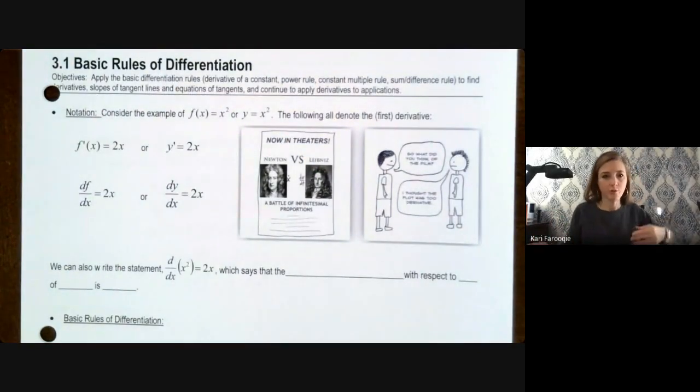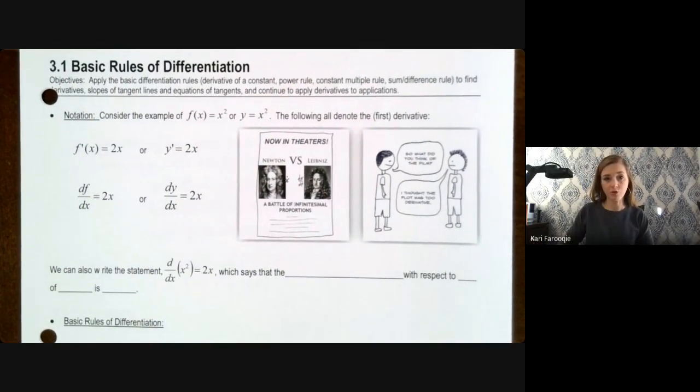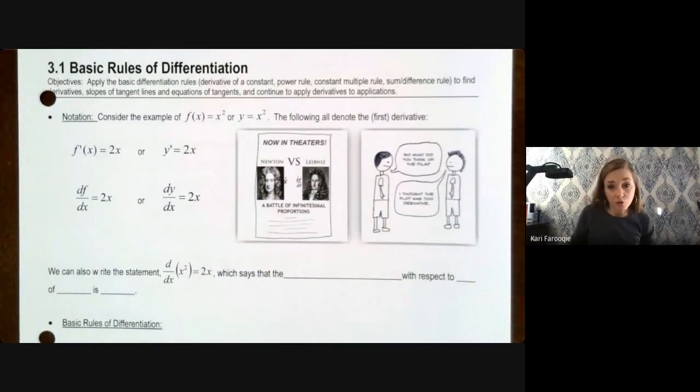All right, 3.1 is basic rules of differentiation. We ended chapter 2 on section 2.6, where we were talking about using the process of finding the limit of the difference quotient to find the derivative. Today, we're going to learn how to go about that in a shorter way, which is to use basic rules of differentiation, not really formulas, but just ways that you're going to work with different types of functions.